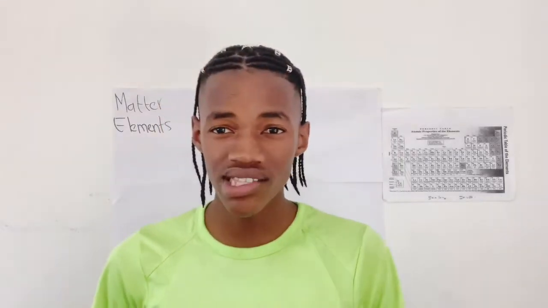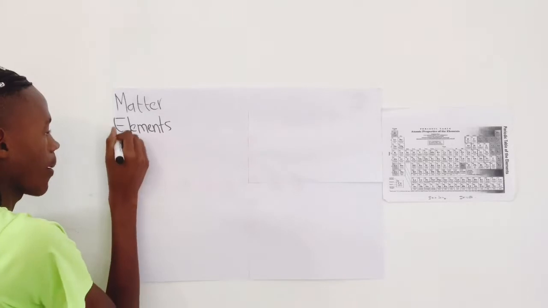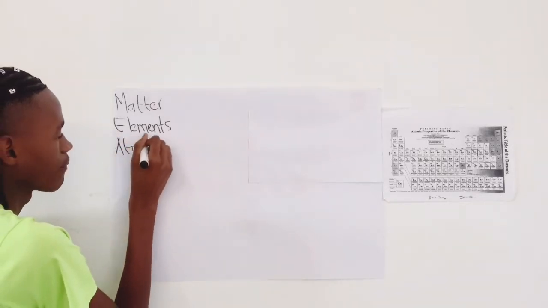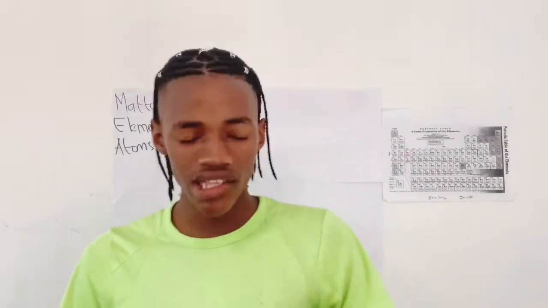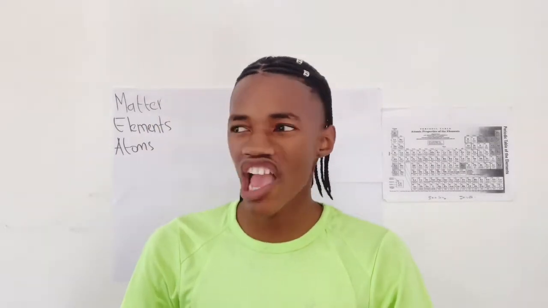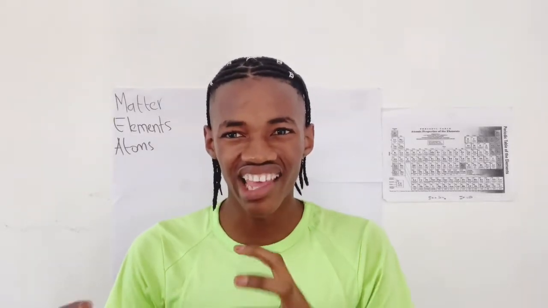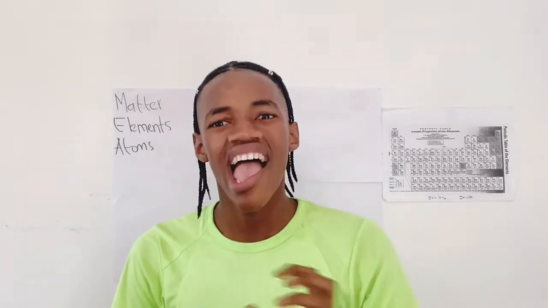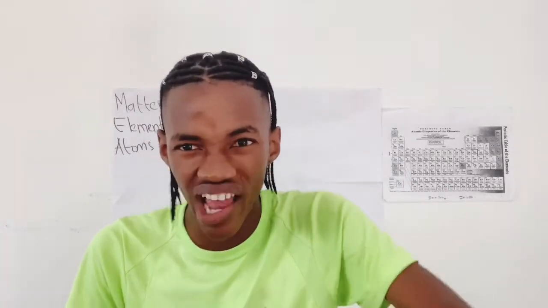Elements are made up of atoms, right? Well, no, actually, atoms make up elements. An element is a group of atoms that have the same characteristics and the properties of that particular element. So now we have hydrogen.